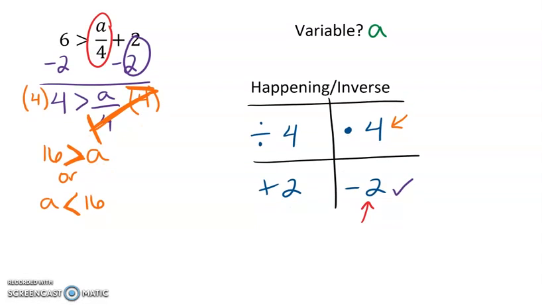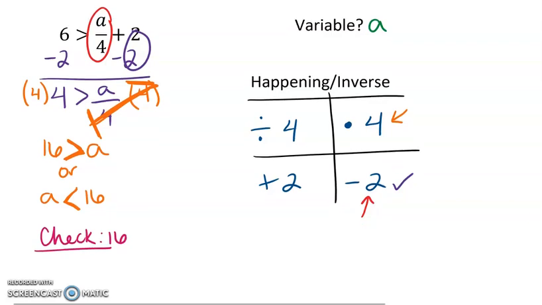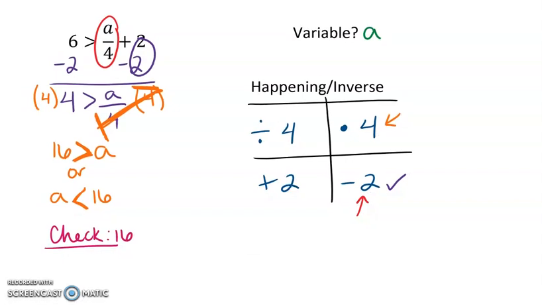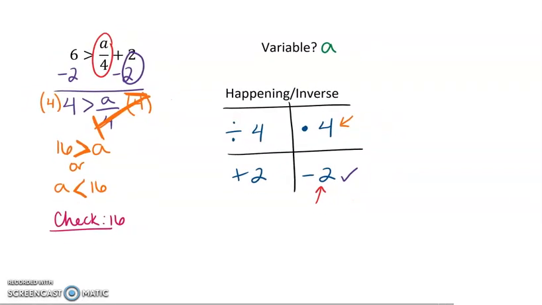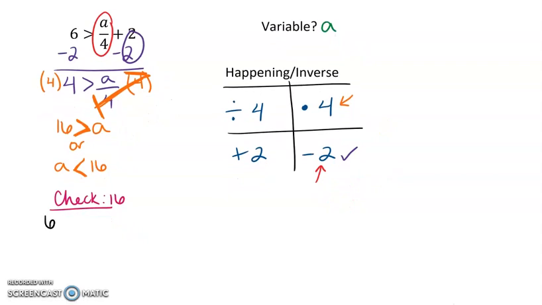So now we need to check. And for this check, we're going to check the number 16 because that was the answer that we got. So we're going to start with that original problem. I'm going to zoom out just a smidge so I can actually get it to fit. There we go. So my original problem was 6 is greater than a over 4 plus 2. But I'm going to replace that a with the value that we got, which was 16.